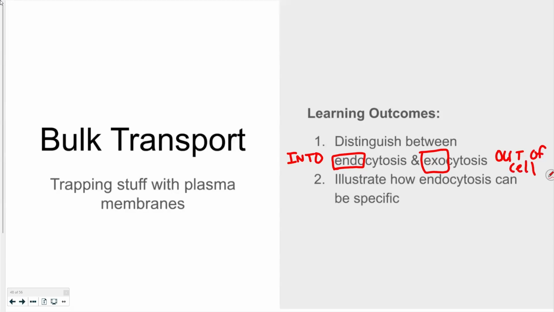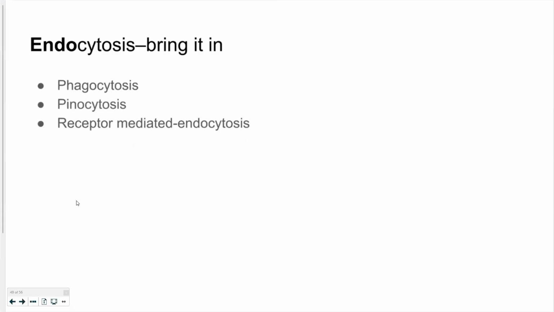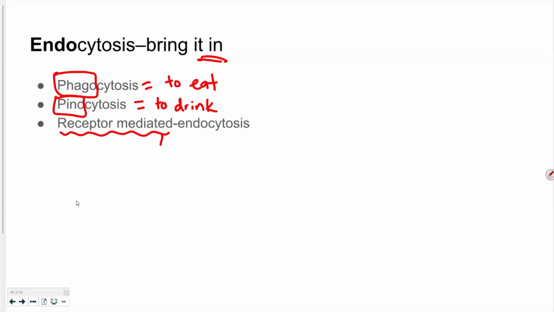Okay, and then we're gonna talk about some ways that endocytosis can be specific, where we're only gonna move certain things and not other things. So there's three flavors of endocytosis, where we're gonna bring things into the cell. First is phagocytosis. Phago means to eat. Then we're gonna talk about pinocytosis, which pino means to drink. And then we'll talk about receptor mediated endocytosis. This is how we're gonna get specific.